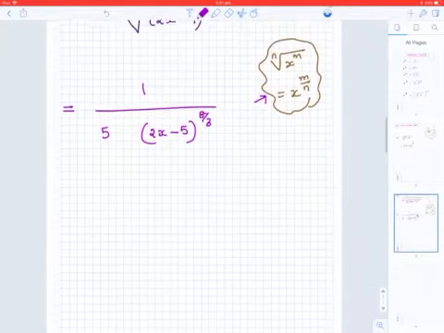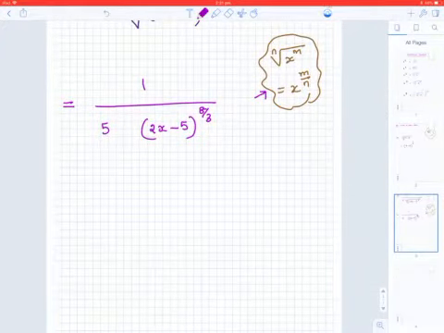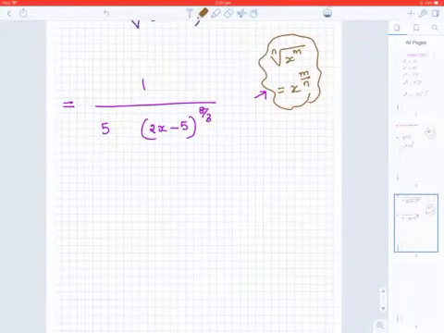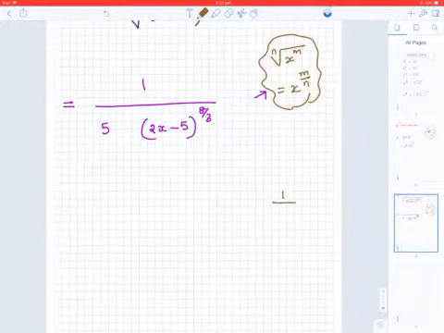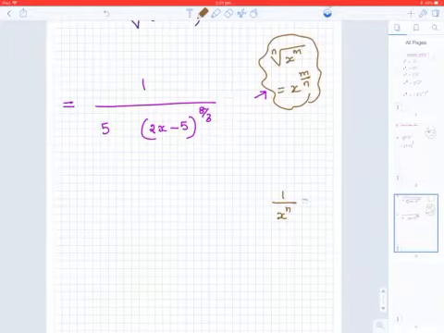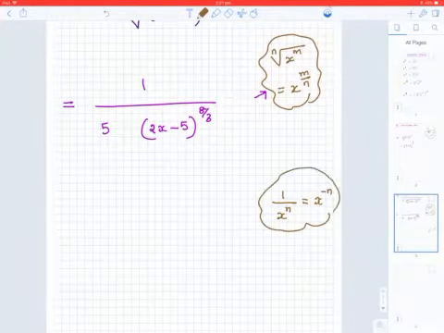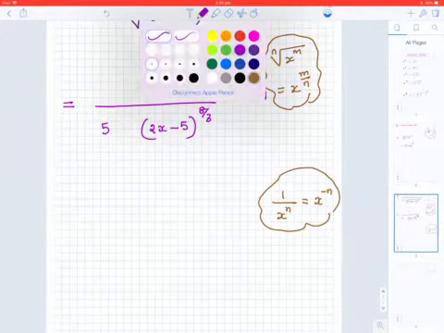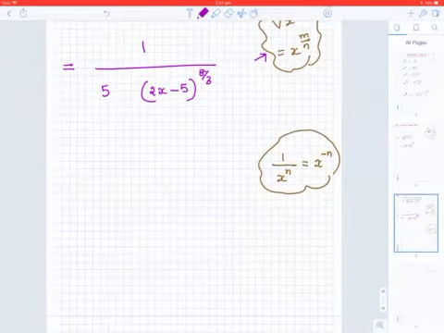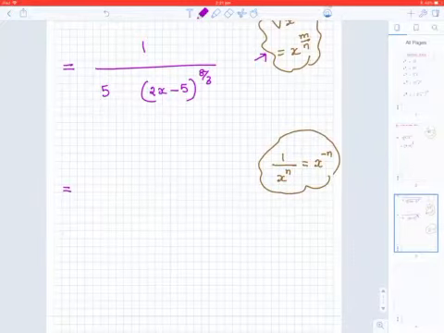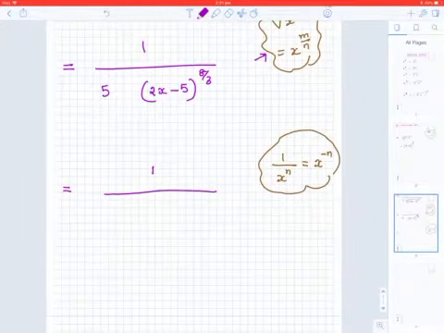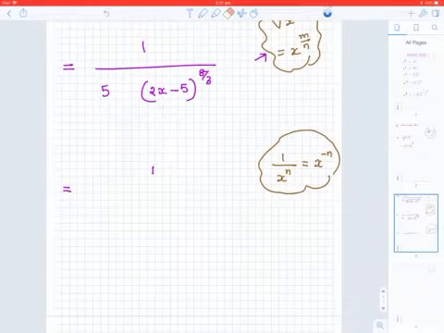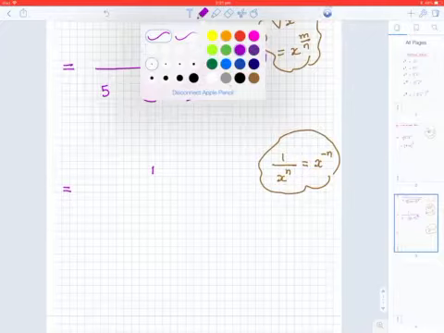Okay, the next line is, the question says write in index form, but again we don't leave the index in the denominator, it has to go up. But for that there is a rule we have seen earlier, 1 over x power n equals x to the power negative n. So I'm going to use this result. Using that result, we can write the question as, first 1 is going to be the same. I'm just going to write the denominator.